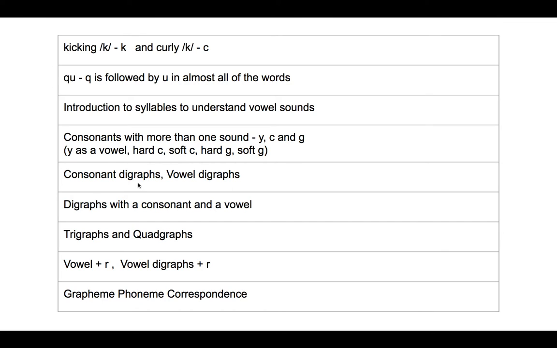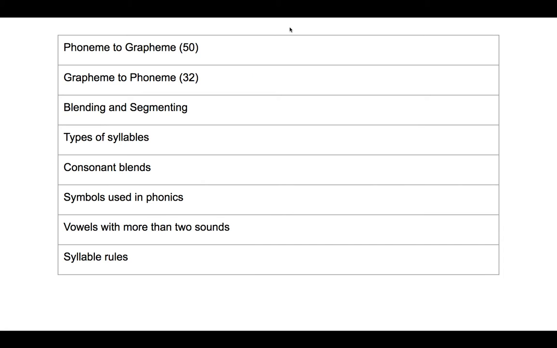And we discussed digraphs, consonant digraphs, vowel digraphs, and digraphs with a consonant and a vowel in it. And we also discussed trigraphs and quadgraphs. We saw vowel plus R sounds and vowel digraphs plus R sounds. And then we discussed grapheme phoneme correspondence.